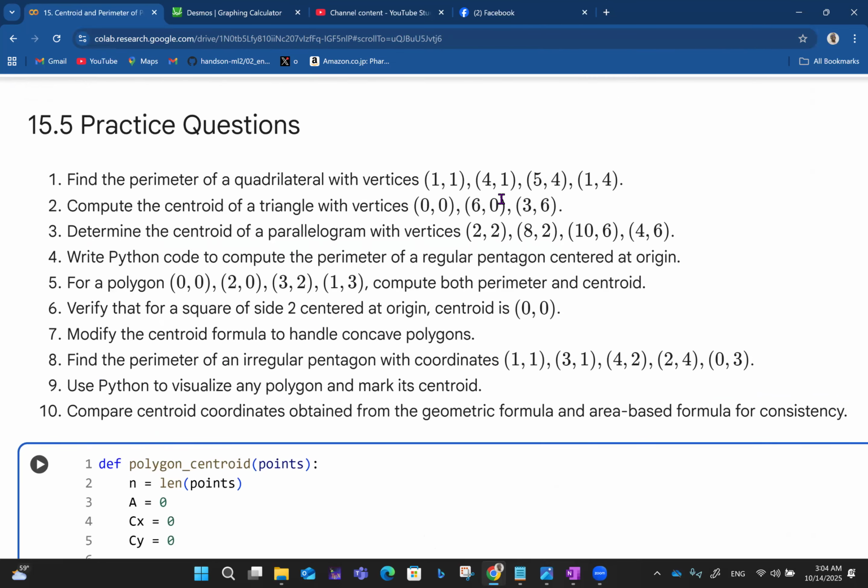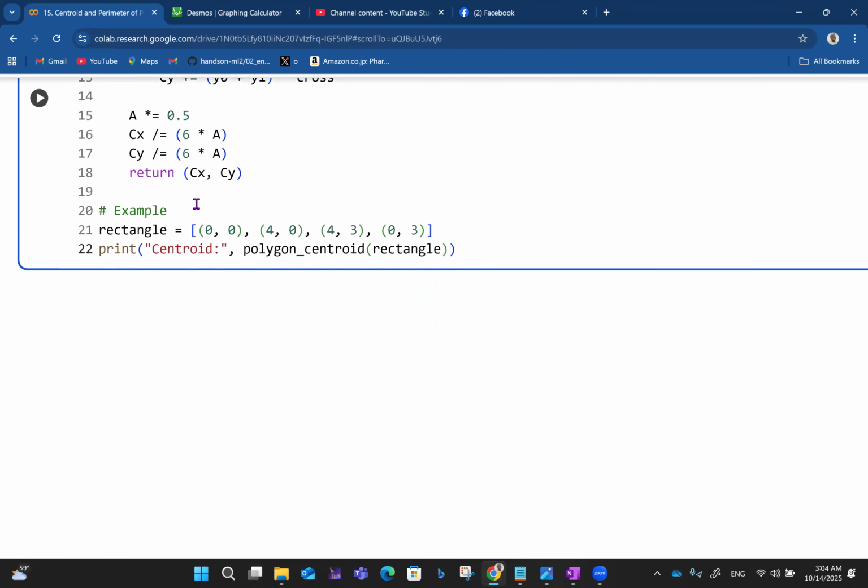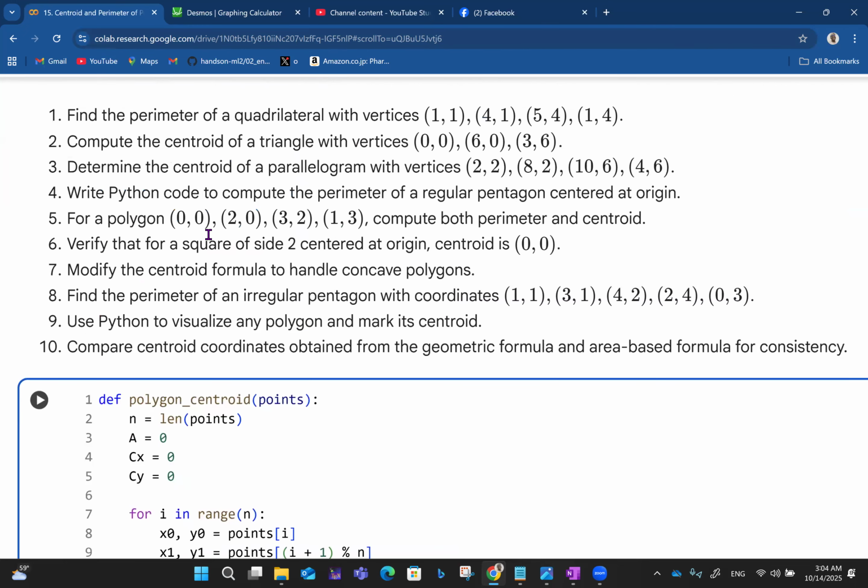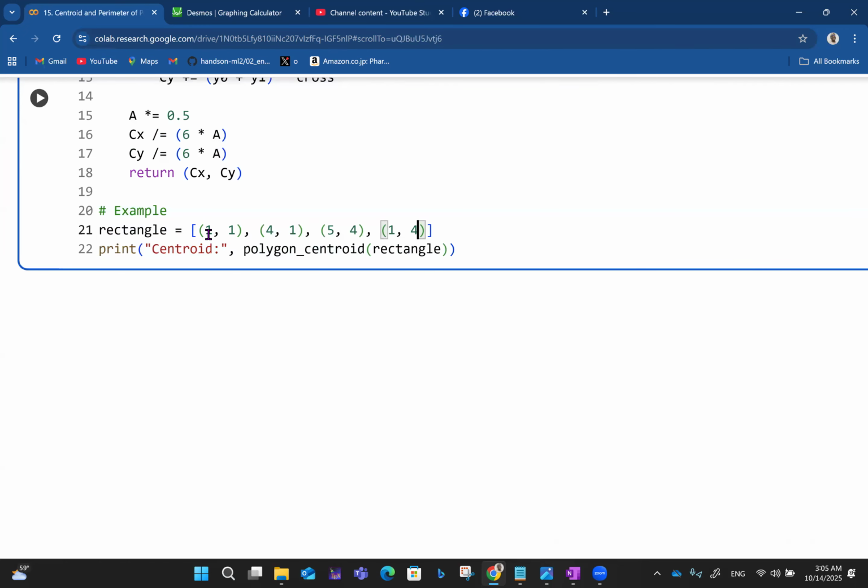So in this case now, I want to find the perimeter of a quadrilateral with vertices (1, 1), (4, 1), (5, 4), (1, 4). I perceive this is a square too. Okay, we can simply get there.